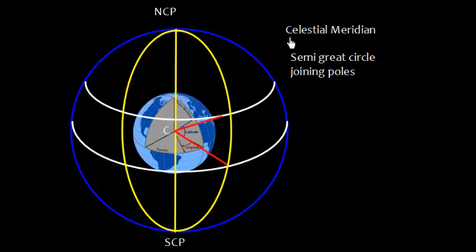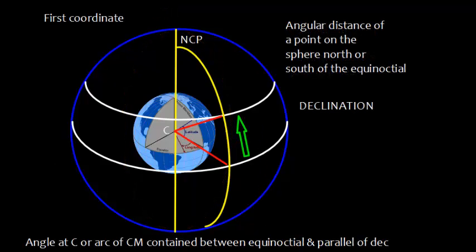Now we can say that the line joining the north celestial pole and south celestial pole will be called celestial meridians. Basically, these are semi-great circles, or we can say half great circles. They join the poles, and of course, if this is one meridian, the other half of the circle will make the other meridian. So now it is high time to define the first coordinate, that is declination, which is similar to latitude.